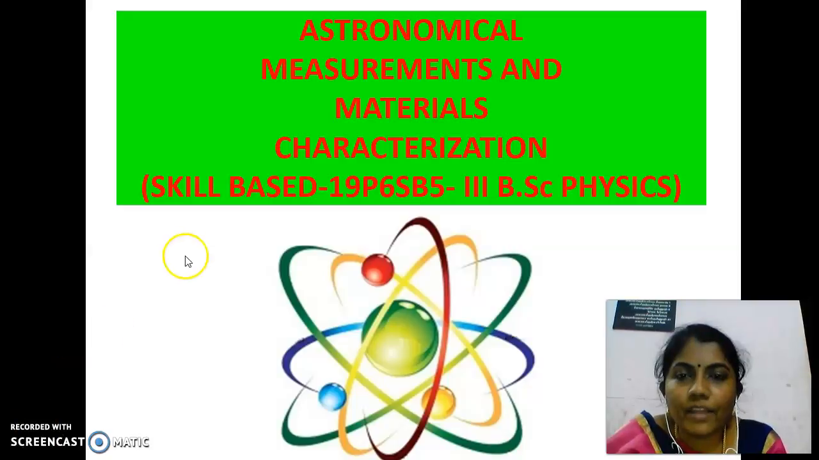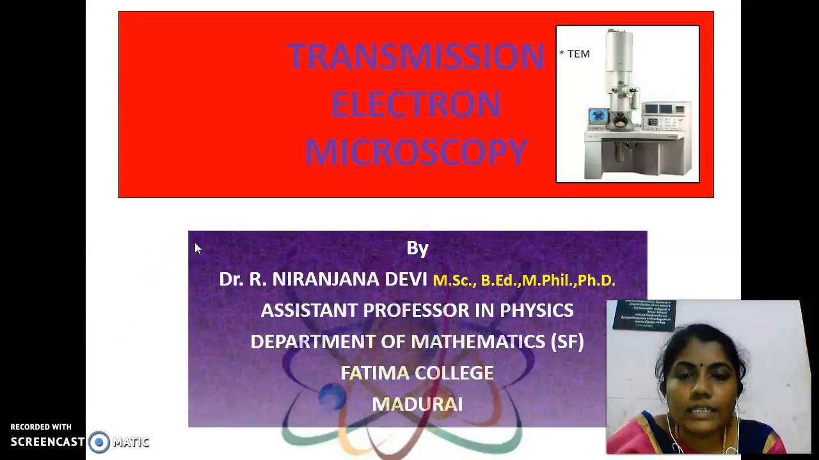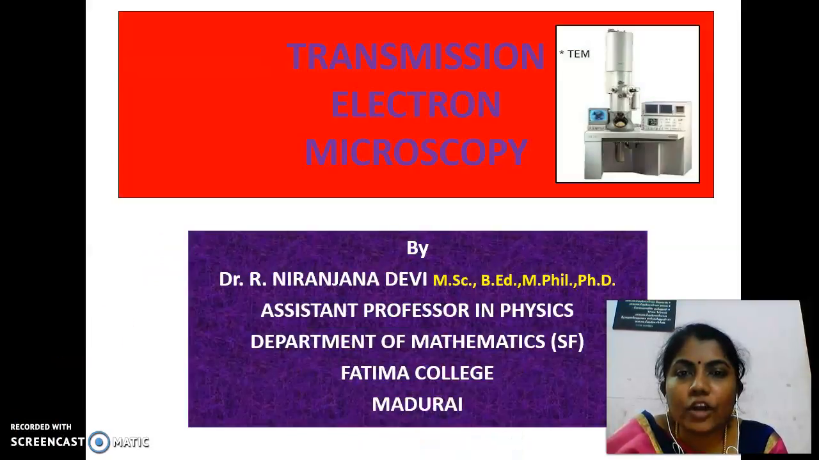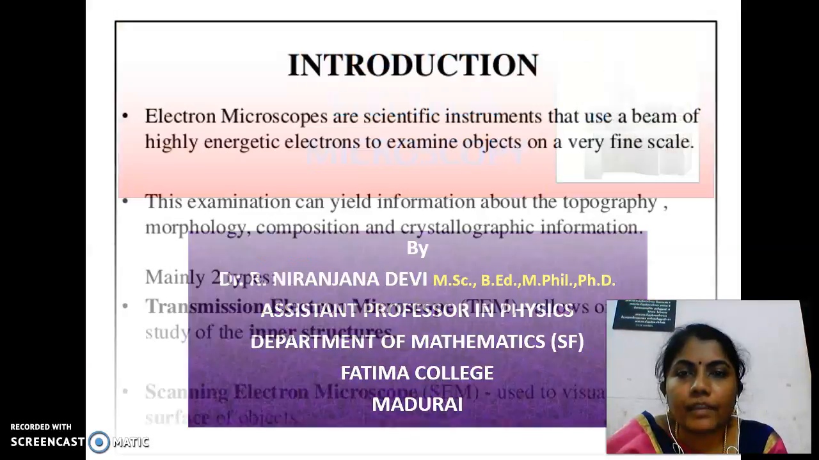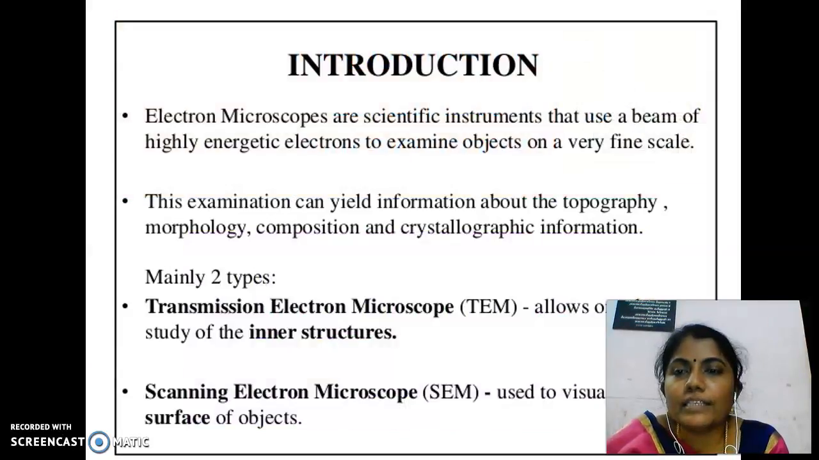Today, we are going to see about transmission electron microscopy. Let me introduce the electron microscope. Electron microscopes are scientific instruments that use a beam of highly energetic electrons to examine objects on a very fine scale. This examination can yield information about topography, morphology, composition and crystallographic information.